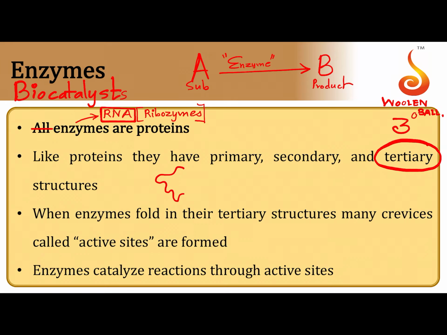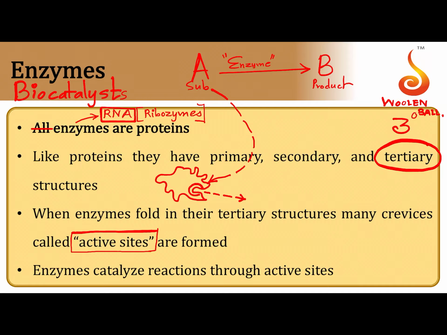And when an enzyme coils up into a hollow woolen ball like structure, there will be certain pockets on its surface. So, for example, there's a pocket or a crevice or a depression on its surface, and this depression is what is referred to as an active site, and it is in the active site that the substrate molecule comes and fits into it, and then the enzyme catalyzes its conversion into the product.